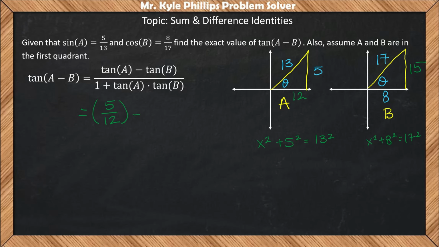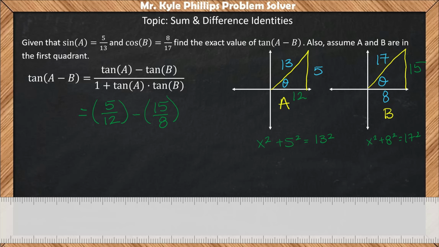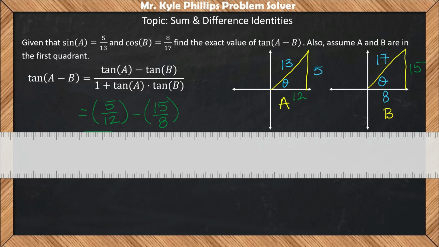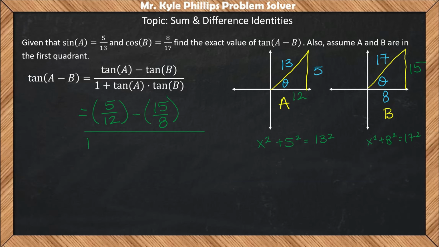minus tangent of B. So I'll come over here to B and I'll take tangent. So here's my reference angle. Tangent is opposite over adjacent. So this will be 15/8. And then we'll divide this by 1 plus tangent of A. We've already found that. It was 5/12 times tangent of B, which we've already found is 15/8.